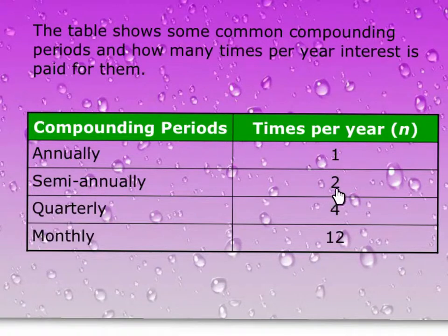Semi-annually is 2. Quarterly is 4. And monthly is going to be 12. So if you're going to put money in semi-annually, you'll put in 2 for N right away. Or if you're doing it quarterly, you'll do 4 because you're going to do it 4 times in a year. That's what quarterly means. And monthly means you'll do it each month, so that's 12.